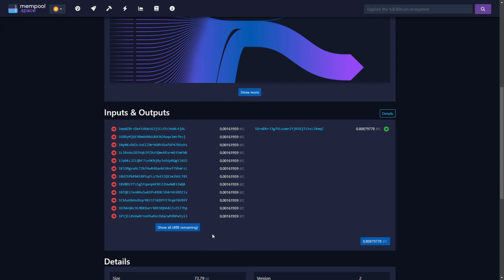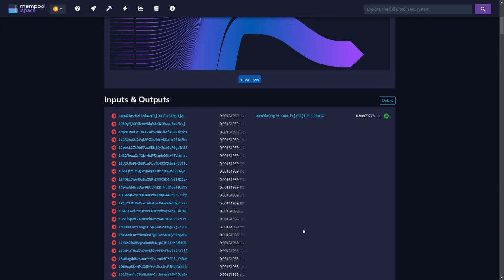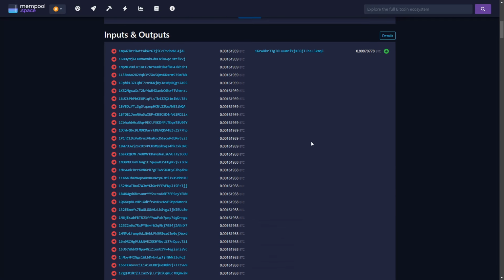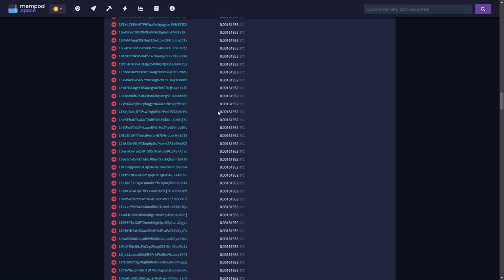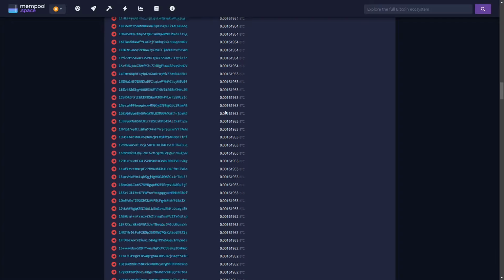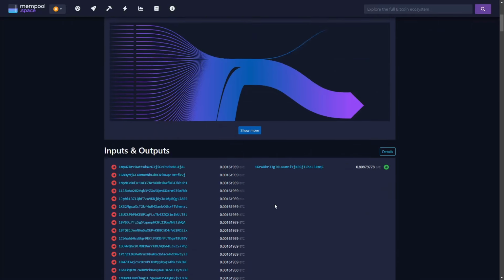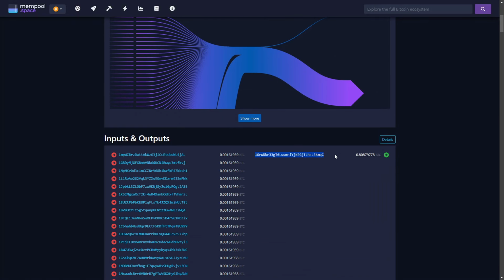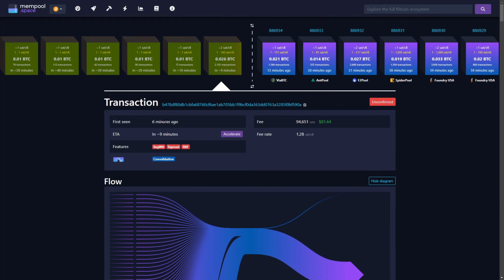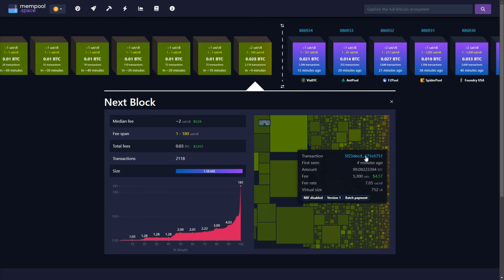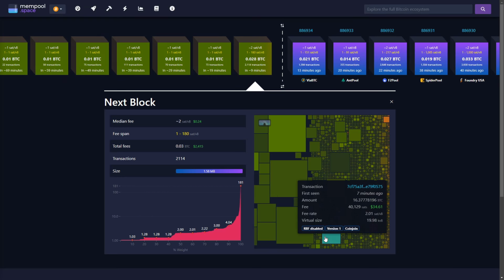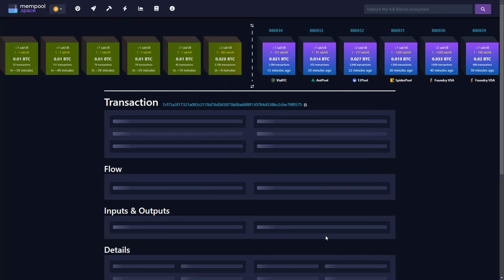So this is actually a consolidation. Never mind. This is likely still an exchange, but they are consolidating hundreds of these inputs into a single UTXO, which is right here. So let's go find a better example. That's not a good example. Let's see. Let's take a look at this one.